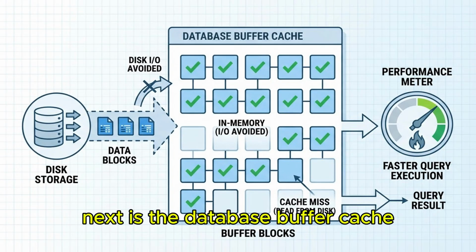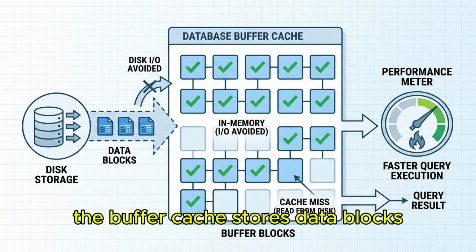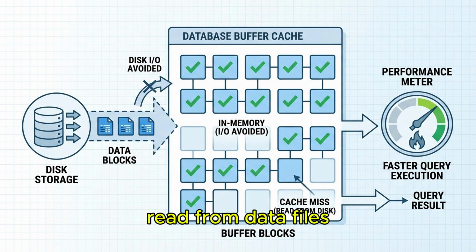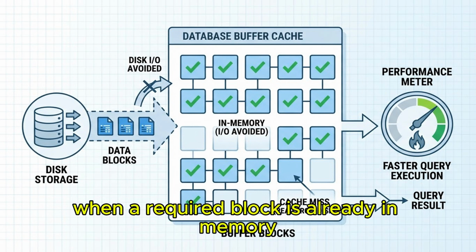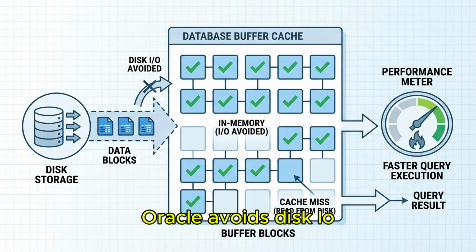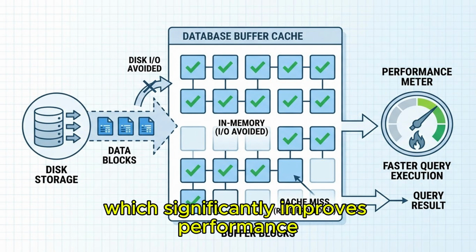Next is the database buffer cache. The buffer cache stores data blocks read from data files. When a required block is already in memory, Oracle avoids disk I/O, which significantly improves performance.